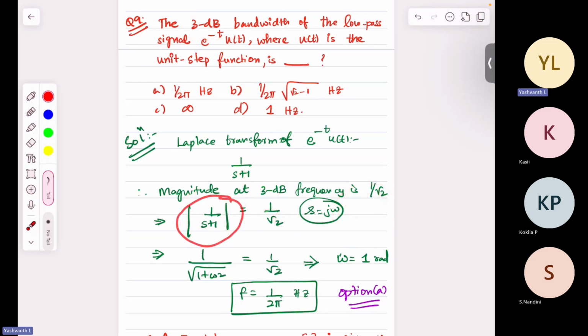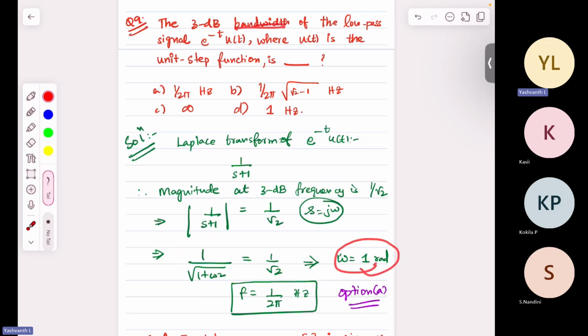Therefore, 1 by mod of s plus 1, with s equal to j omega, is nothing but 1 by root of 1 plus omega square. Is it clear? Just put s equal to j omega and take the mod. Therefore, you get 1 by root of 1 plus omega square, and that equals 1 by root 2. If you solve for omega, that becomes 1 radian.